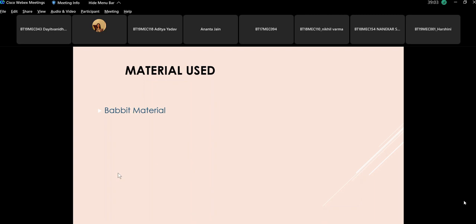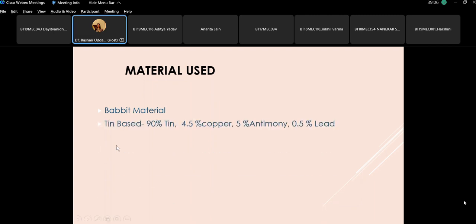It's an alloy of either tin or lead. If it's a tin-based Babbitt, it will have 90% tin and the remaining would be copper, antimony and lead. And if it's a lead-based Babbitt, it will have 84% lead and the rest would be tin, antimony and copper. These are specifically used for bearings because they possess the properties that we have discussed. The most commonly used material will be the Babbitt material, and we'll get the properties of this material in our design data book.